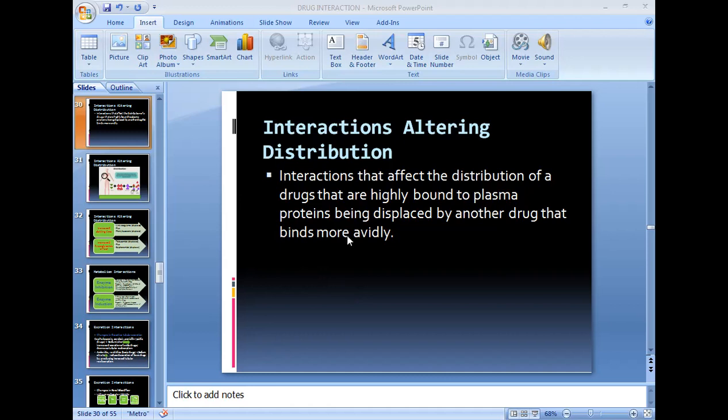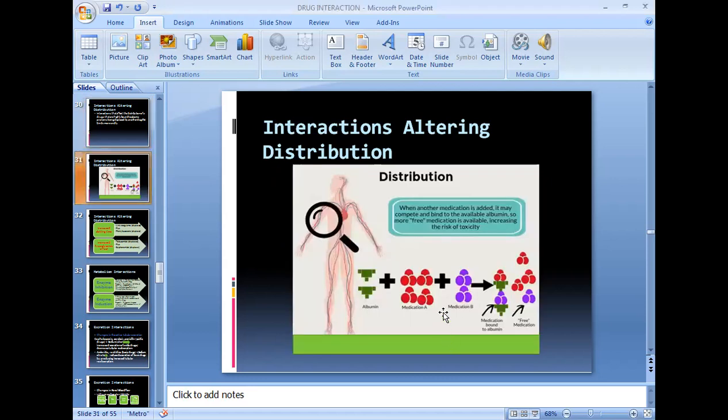So come towards interaction altering distribution. Interactions that affect distribution occur when drugs that are highly bound to plasma protein are displaced by another drug that binds more strongly. What basically occurs? This is plasma protein albumin, and here are two drugs. So drug A competes with drug B to bind with albumin. The free availability of the drug is responsible for producing its toxic effect.